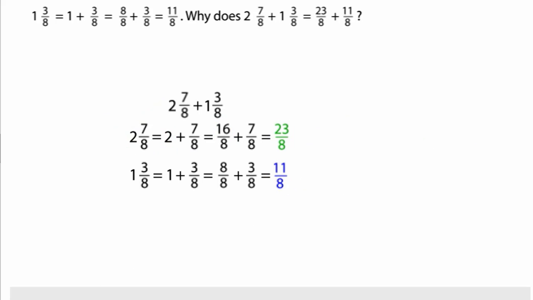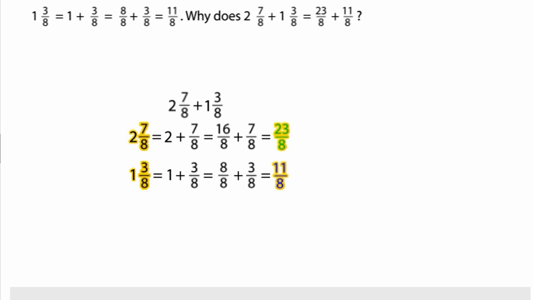Okay, let's continue with the video. Why does 2 and 7/8 plus 1 and 3/8 equal 23/8 plus 11/8?